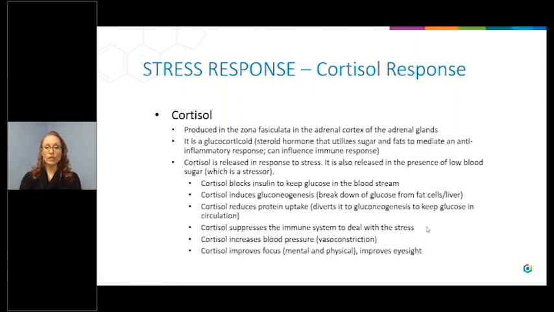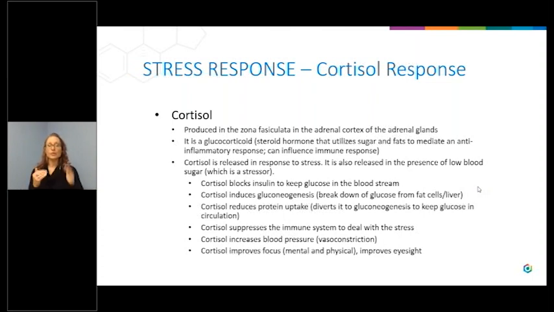Cortisol will also suppress your immune system. Why? Because if you need to run from a saber-toothed tiger, you should not be laying down coughing, right? So your body needs to be able to run or fight that stress. It also increases blood pressure. This is where that aldosterone can also come into play. It vasoconstricts your blood vessels so you can get more blood going to where it needs to go.